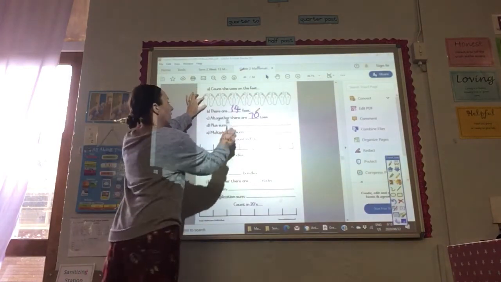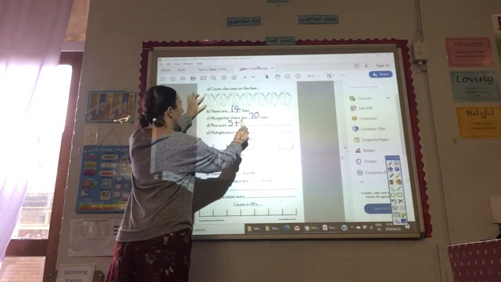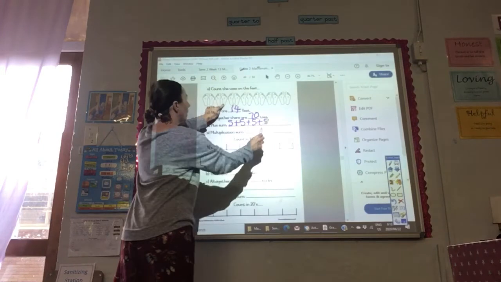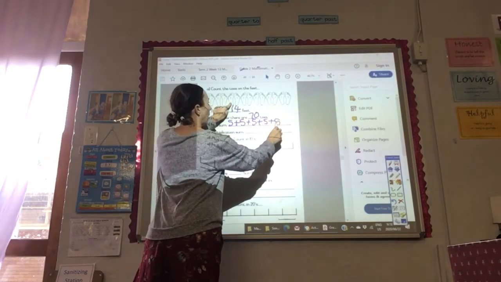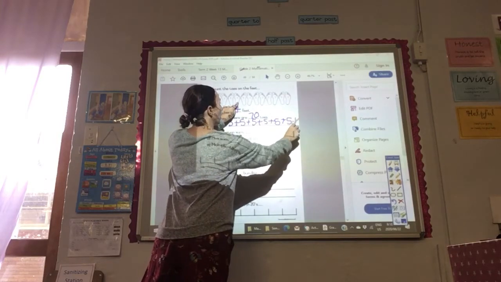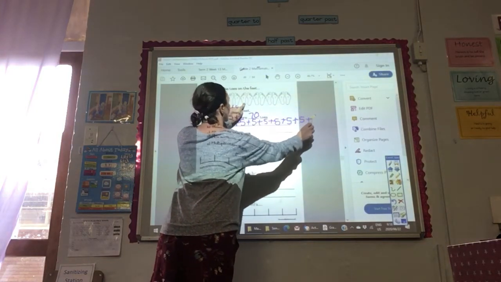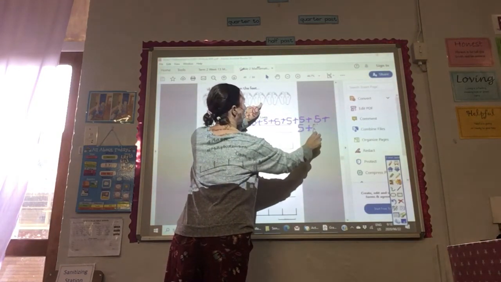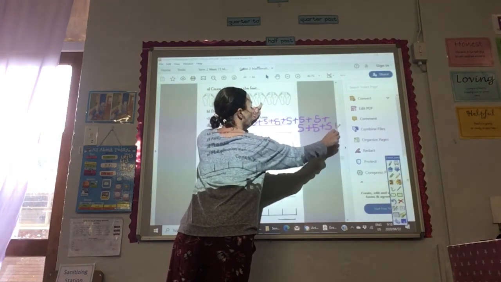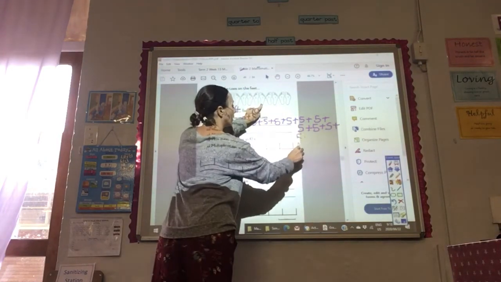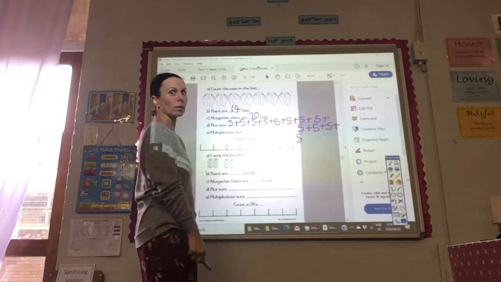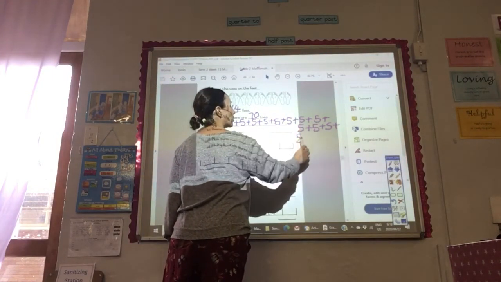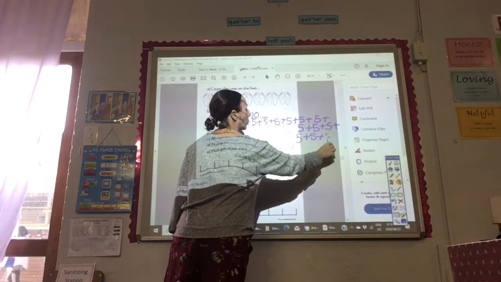So let's go. 5 plus 5 plus 5 plus 5 plus 5 plus 5 plus 5 plus 5 plus 5 plus 5 plus 5 plus 5. We've got to have 14 fives. So let's just count because I've lost track. 1, 2, 3, 4, 5, 6, 7, 8, 9, 10, 11, 12, 13, 14 equals.